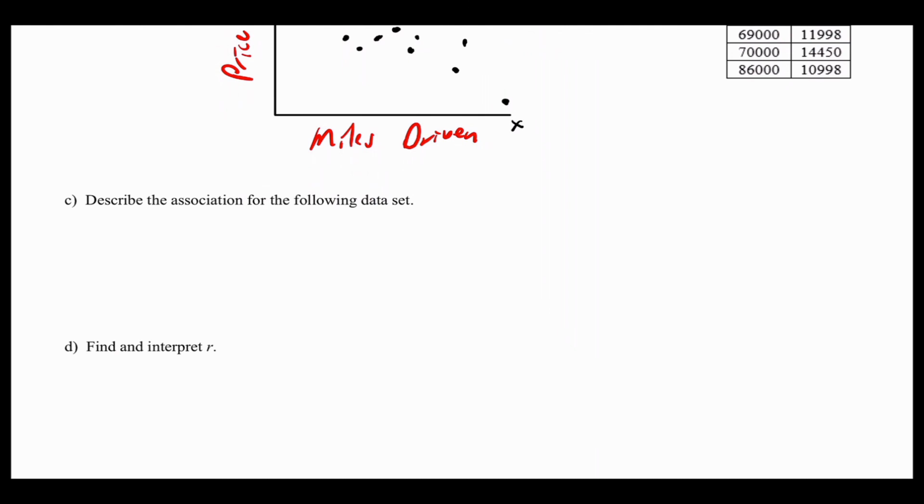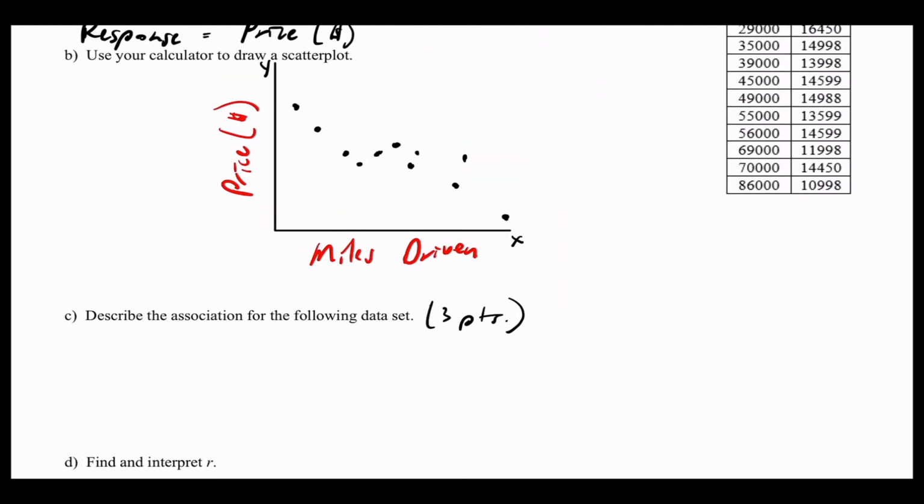Okay, so 3 things for association: strength, direction, linear relationship or linear association. Those are the 3 things. So if this was a test question, you would have seen 3 points right next to it because that's 3 things I'm looking for. Okay, so here we go.